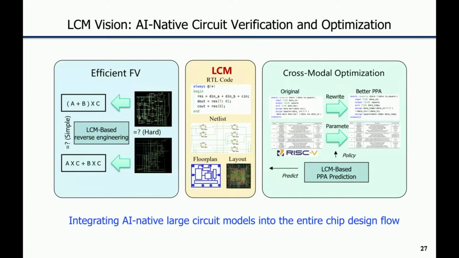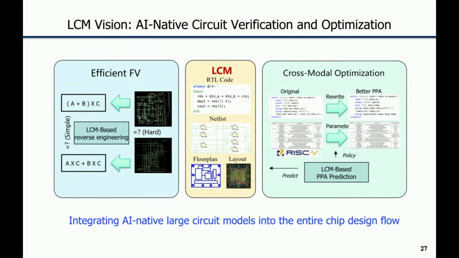So in the long run, what we want to have, in the middle, is the large circuit model we talked about. We do the alignment among all these design stages, and then we can serve both verification and optimization problems. For example, for the formal verification problem, because our cross-modality representation learning knows the information between stages, equivalence checking on the circuit netlist, which is very hard, can possibly be handled by reverse engineering the netlist into the RTL space, to see what is actually written in terms of RTL. Then you can check in the higher-level space, which makes it much easier.